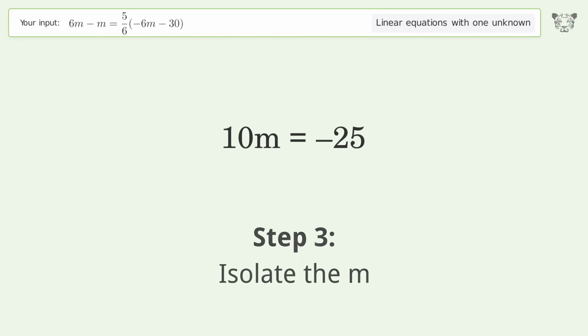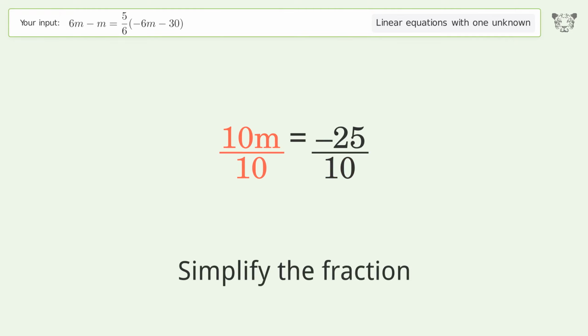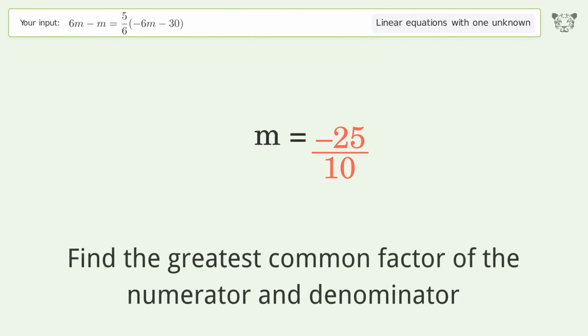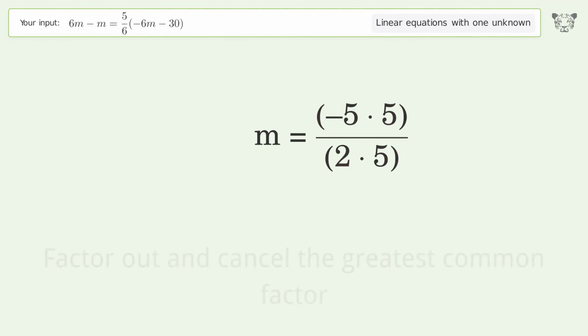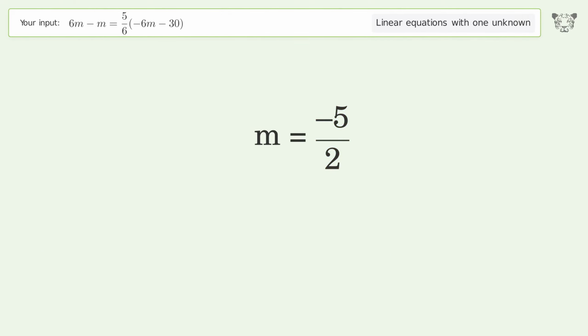Isolate the m. Divide both sides by 10. Simplify the fraction. Find the greatest common factor of the numerator and denominator. Factor out and cancel the greatest common factor. And so the final result is m equals -5/2.